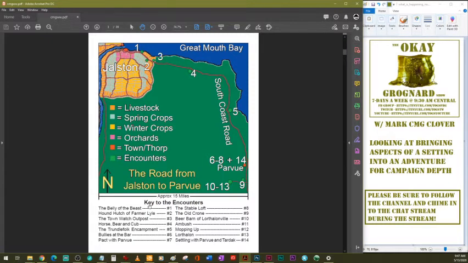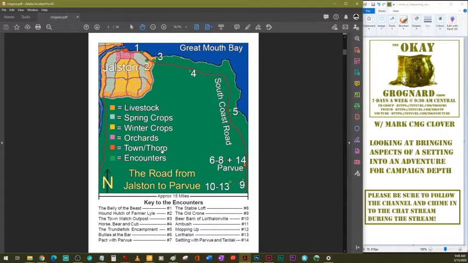I've numbered the encounters, but I've also keyed them down here. So, Belly of the Beast. Talk more about that. Hound Hutch, Farmer Lyle, the Town Watch Outpost, Horse Bear and Cub, Trundle Folk Encampment over there, Bullies at the Bar. A lot of this stuff happens down here. Packed with Parview, Stable Loft, the Old Crone, gets further away from Parview, which is a town, right? Town or Thorpe.